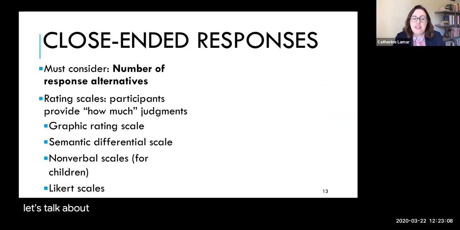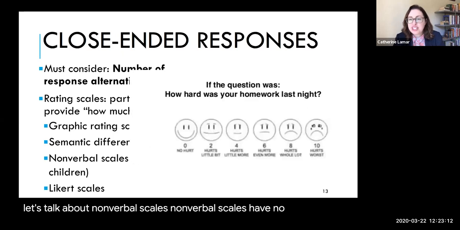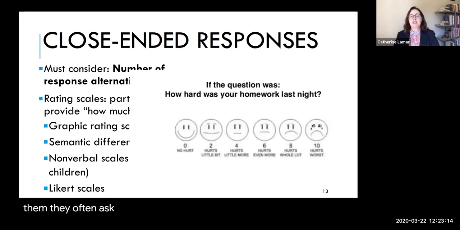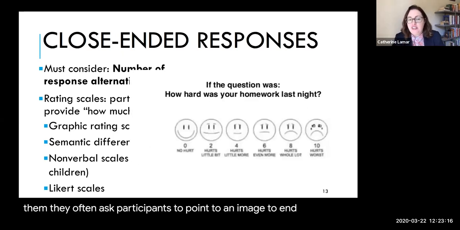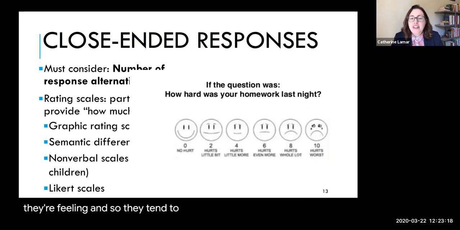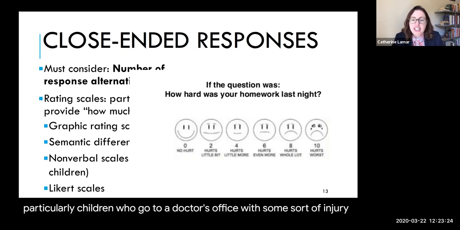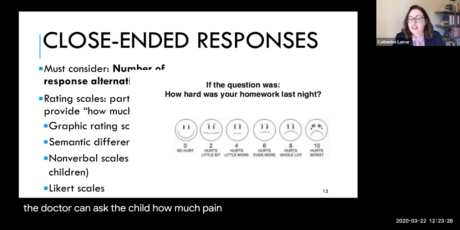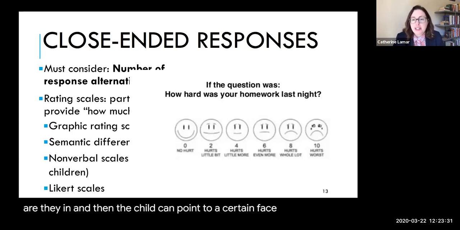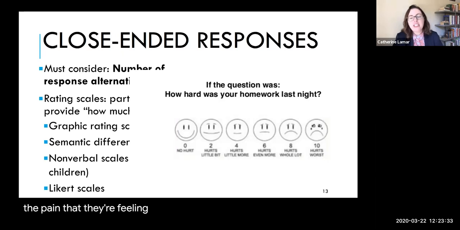Now, let's talk about nonverbal scales. Nonverbal scales have no words on them. They often ask participants to point to an image to indicate how they're feeling. And so they tend to be very commonly used with children, particularly children who go to a doctor's office with some sort of injury. The doctor can ask the child how much pain are they in? And then the child can point to a certain face that represents the pain that they're feeling.